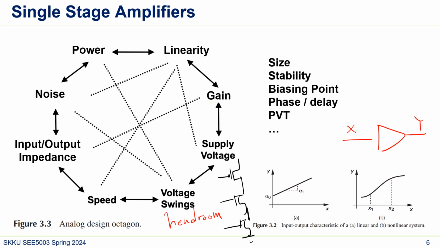Then each of them requires a certain amount of voltage, right? So it needs some voltage, and then also needs voltage, and then also needs voltage. So the supply voltage is here, right? It's VDD. If the supply voltage is low, we have some trouble with voltage headroom and voltage swings. Anyway, there's a lot of trade-offs when we design an amplifier, and we'll focus on that.